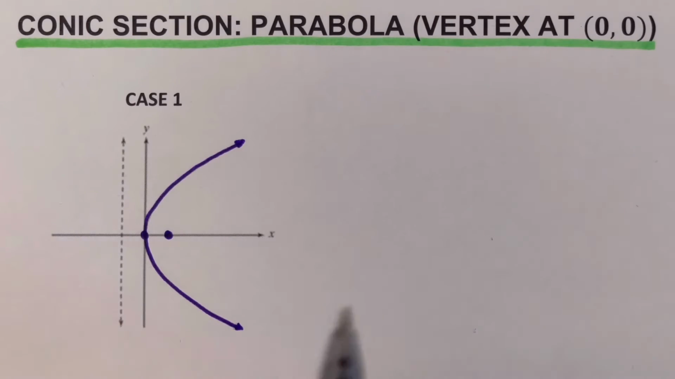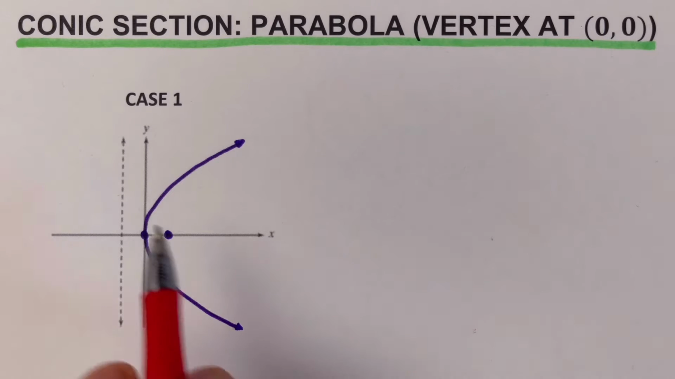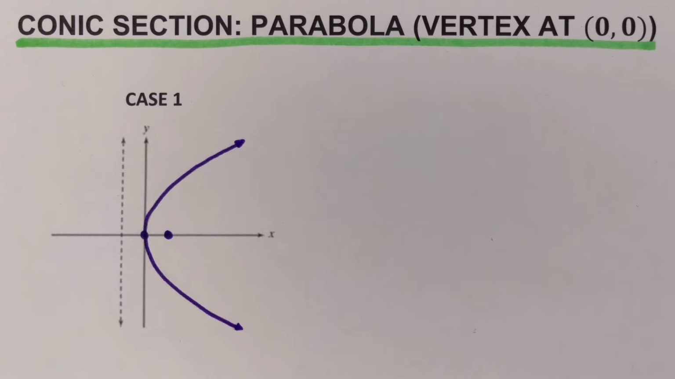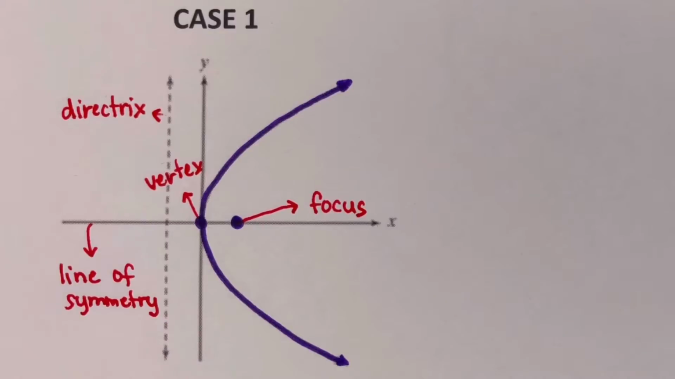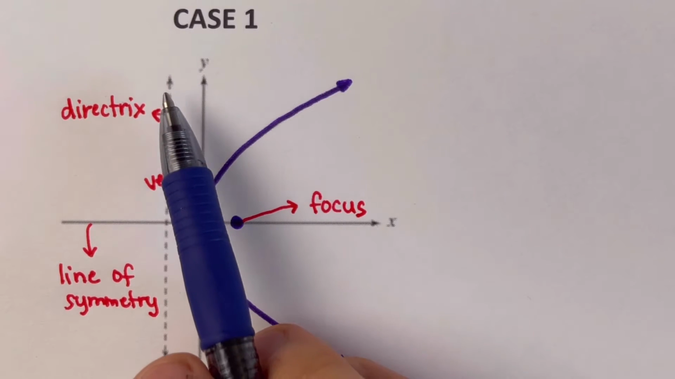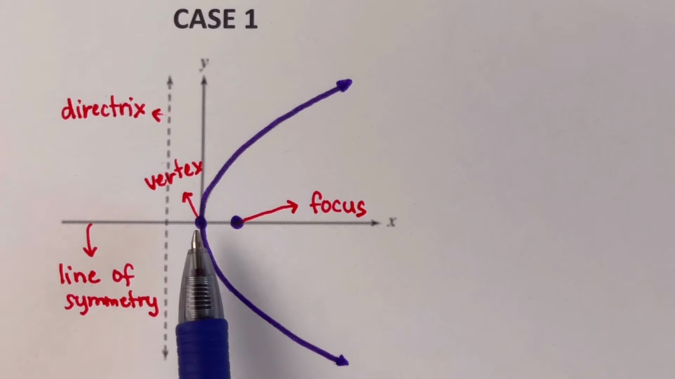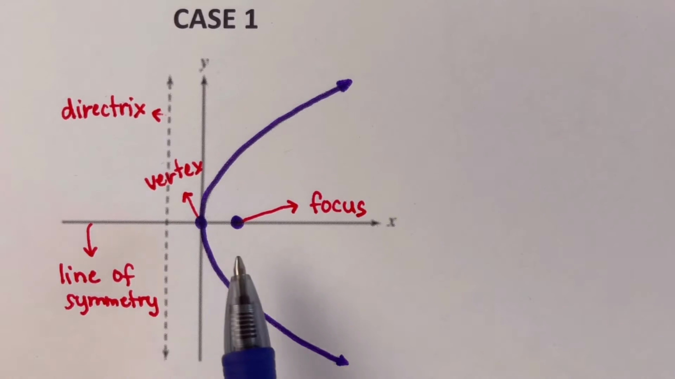There are 4 cases of a parabola with vertex at (0, 0). And this is the first case right here. Before we go over the details of the first case, let's look at the parts of a parabola. These are the parts of every parabola. The first one is the directrix, which is represented as a broken vertical line right here. And this is the vertex. Again, our vertex is at the origin (0, 0). This is the focus, and this is the line of symmetry.